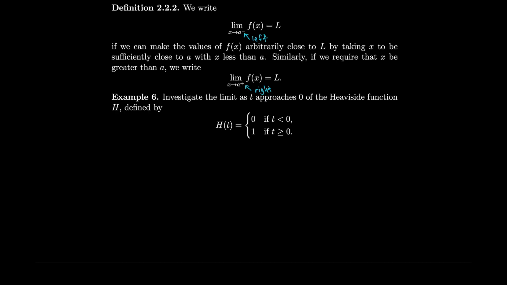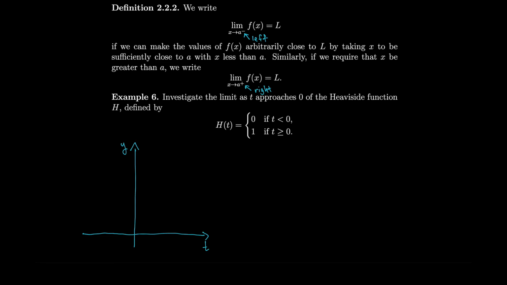Let's investigate the limit as t approaches 0 of the Heaviside function h, defined by h of t equals 0 if t is less than 0, and 1 if t is greater than or equal to 0. So let's draw our Heaviside function, which always looks intimidating because it's piecewise, but it actually isn't in this case. Here's t, here's y equals h of t.